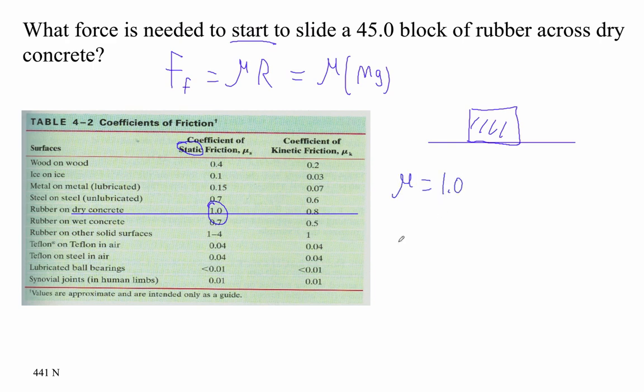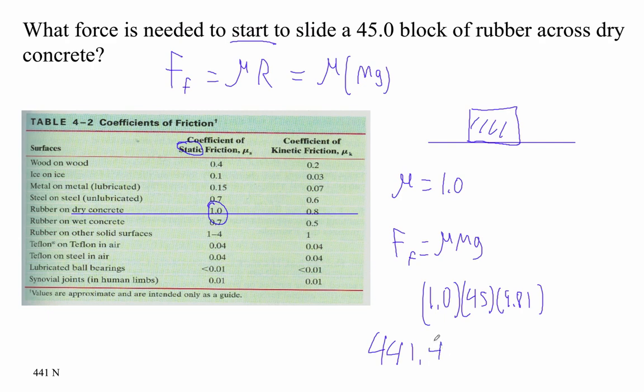So we're just simply going to go force of friction is mu times m times g. So it's 1.0 times 45 times 9.81. Is 4. So that's the force of friction.